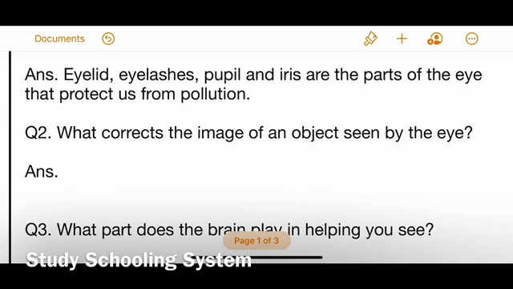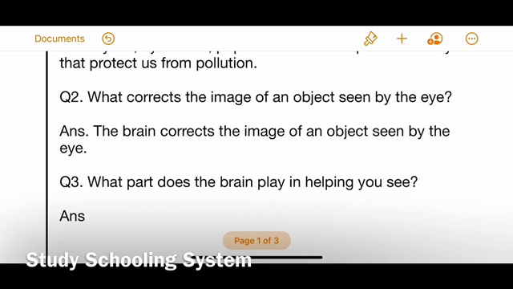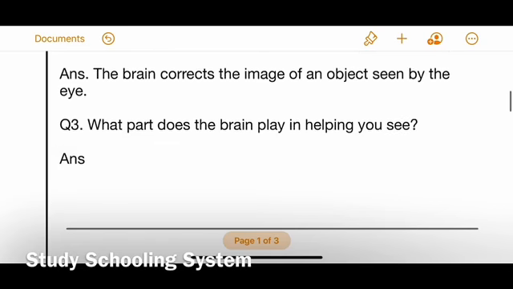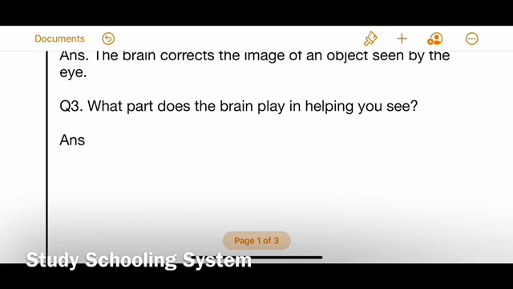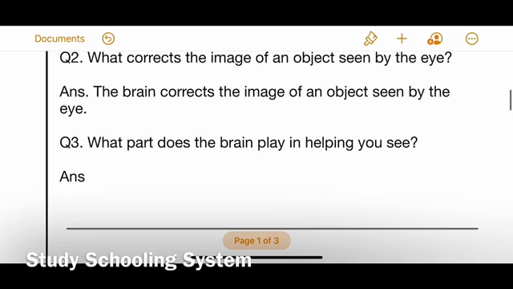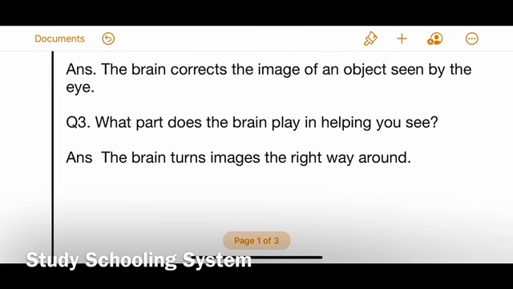Question 2. What corrects the image of an object seen by the eye? Hint, this is a body part. The answer, of course, is the brain corrects the image of an object seen by the eye. Make sure to write the full sentence and not just the brain. Now, question 3 says, what part does the brain play in helping you see? Now, this is very similar to question 2, but it's framed in a different way. So be careful. The answer of question 3 is the brain turns images the right way around. So we studied this, that we see first an inverted image and then our brain corrects it so that we can see it the right way around.